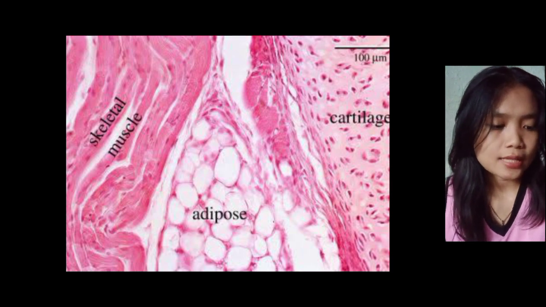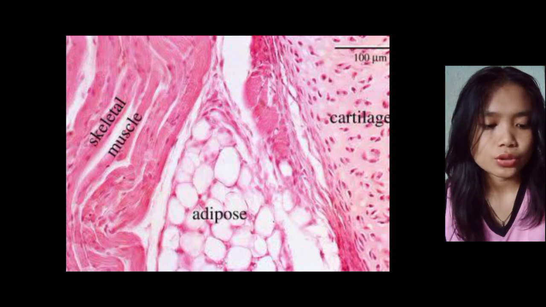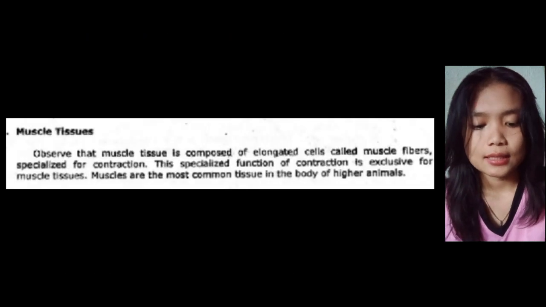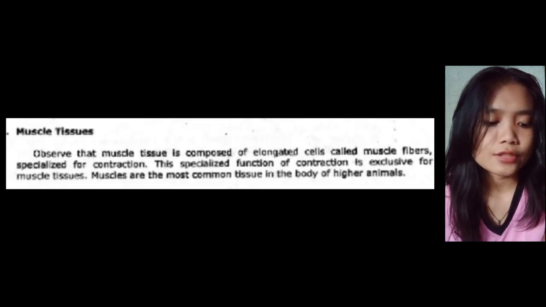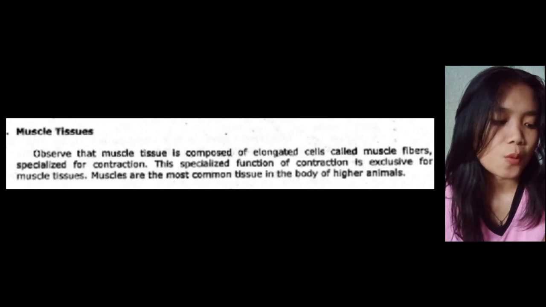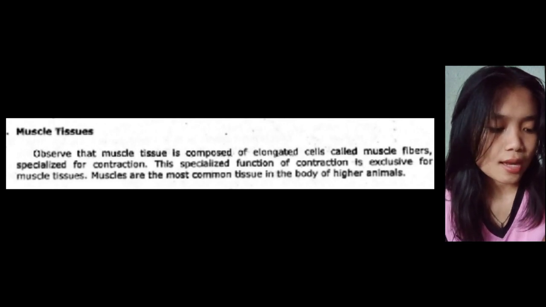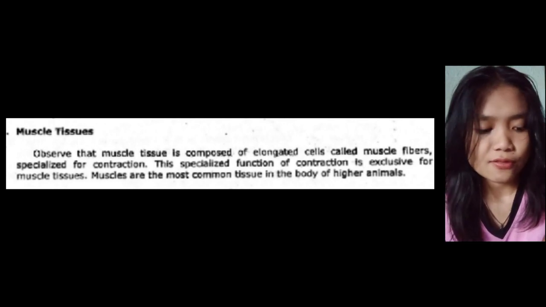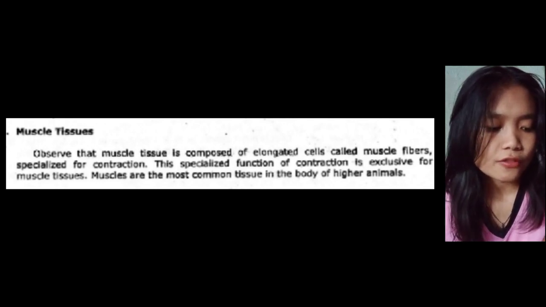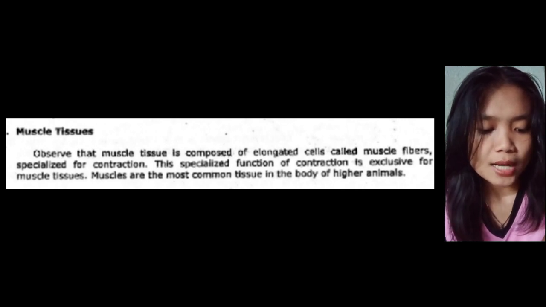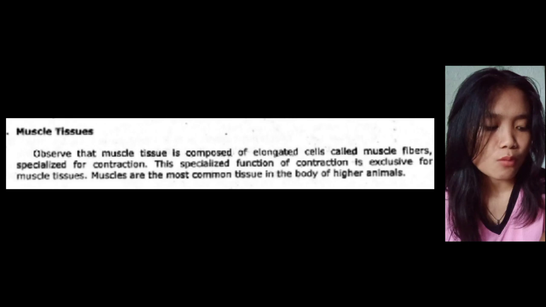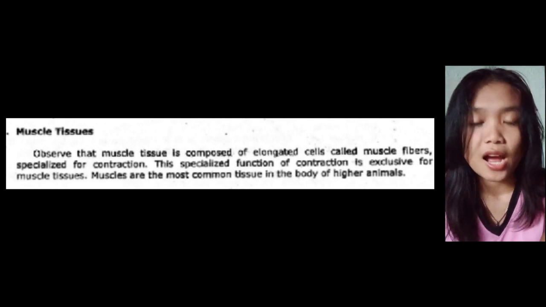Between your internal organs, or visceral fat, and even in the inner cavities of bones, or bone marrow adipose tissue. Number 3, muscle tissues. Observe that muscle tissue is composed of elongated cells called muscle fibers, specialized for contraction. This specialized function of contraction is exclusive to muscle tissues. Muscles are the most common tissue in the body of higher animals.